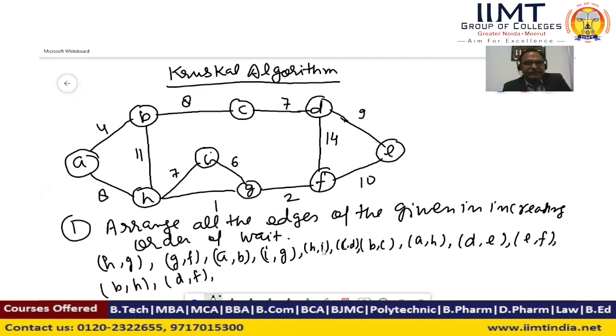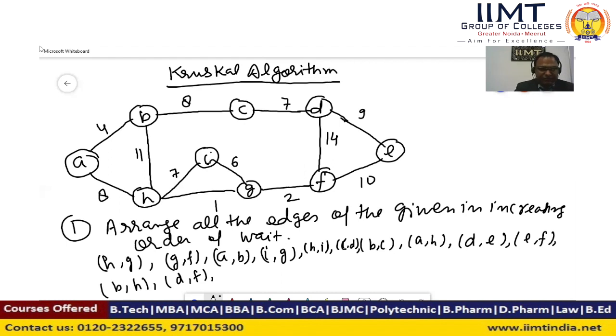Now in the second step, what we have to do is choose the minimum weight edge every time, and if that edge will create a cycle, then we reject it. Otherwise it will be part of the MST, the minimum cost spanning tree.